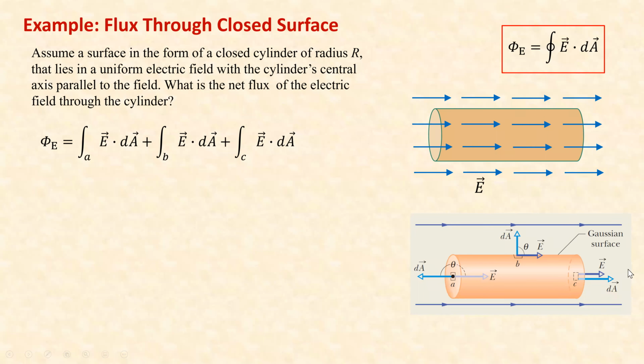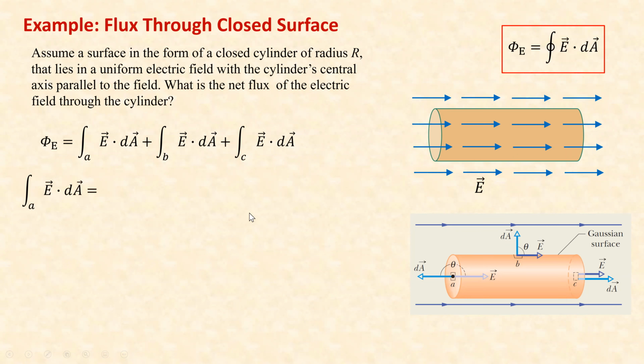But in the other cases, it's not 0. So phi E can be split into 3 pieces because the 3 cases are different. So this is E dot dA on part A, which is in this case, this cap. This one is for part B, which is the cylindrical part. And this last one is on the other cap.